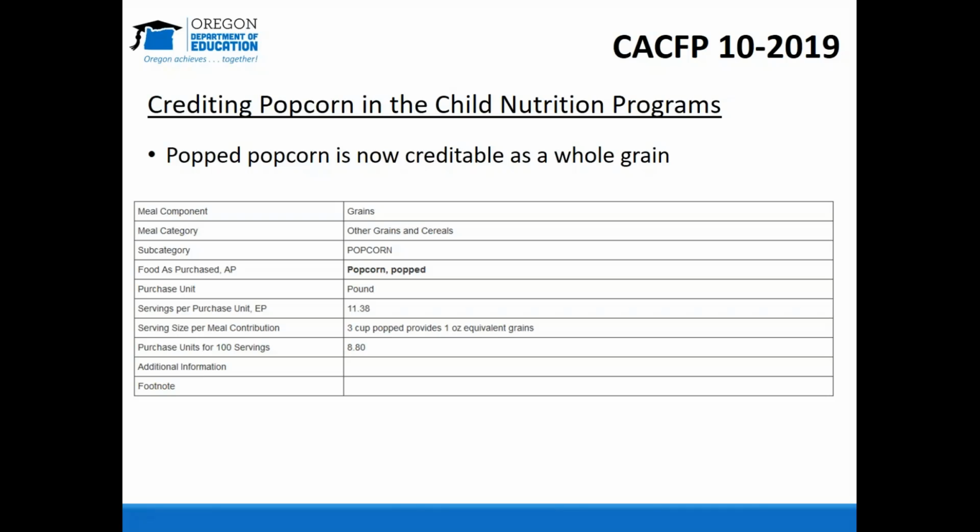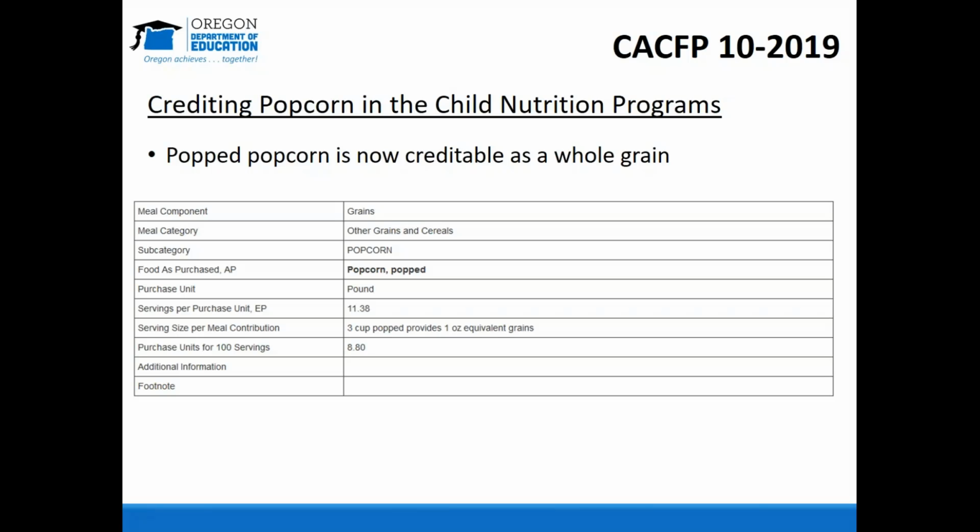Moving on to our next memo, we have crediting popcorn in the child nutrition programs. This is one item that many CACFP sponsors have been asking for in the past. And we know that popcorn can be a very popular food, and USDA heard your requests. In Memo 10/2019, it made popped popcorn into a creditable grain, and not only a creditable grain, it is now creditable as a whole grain.